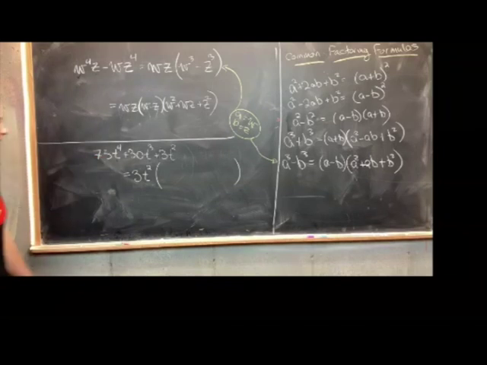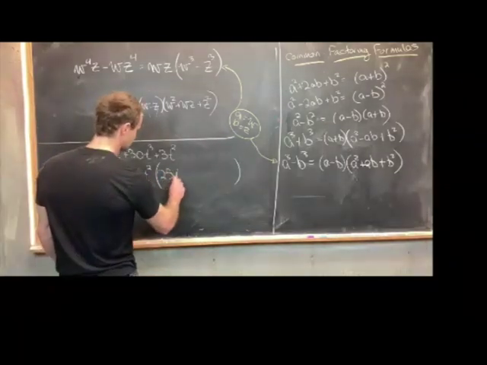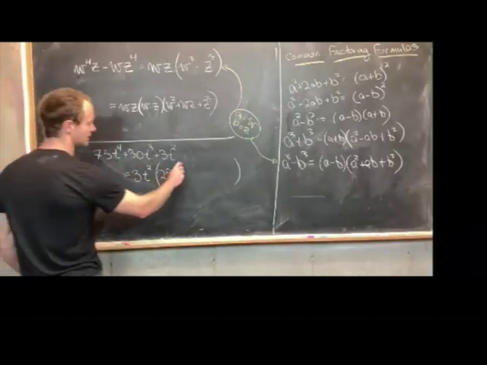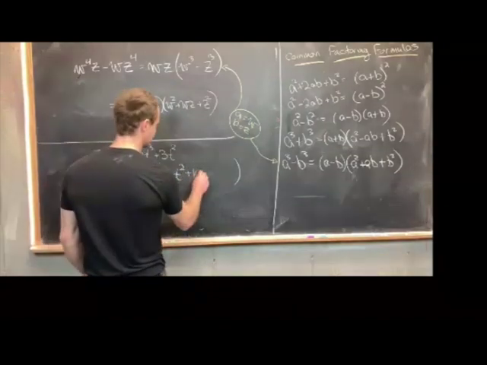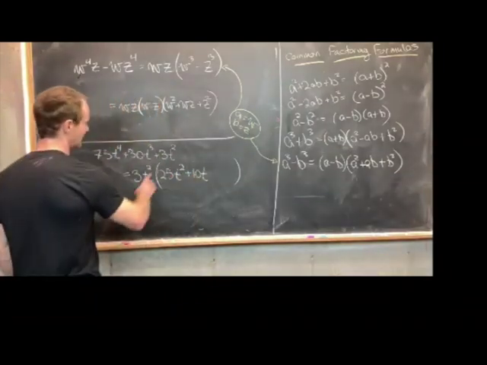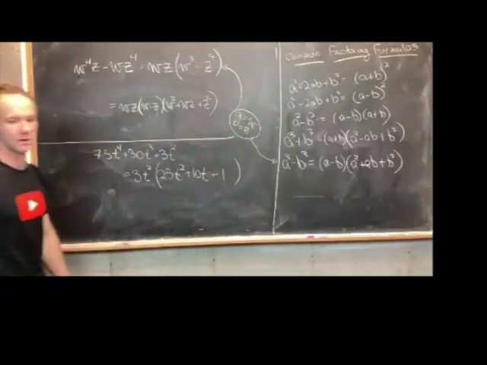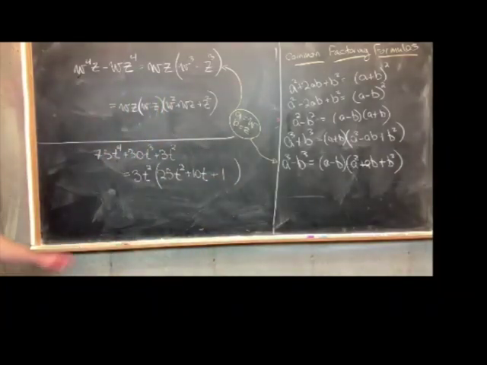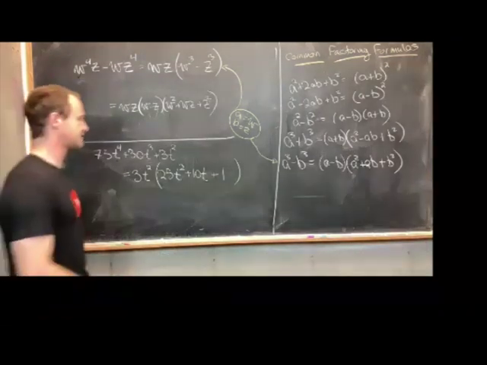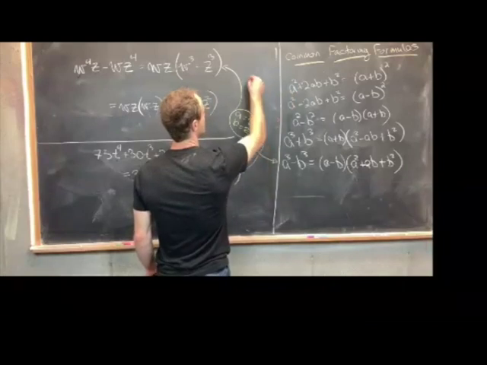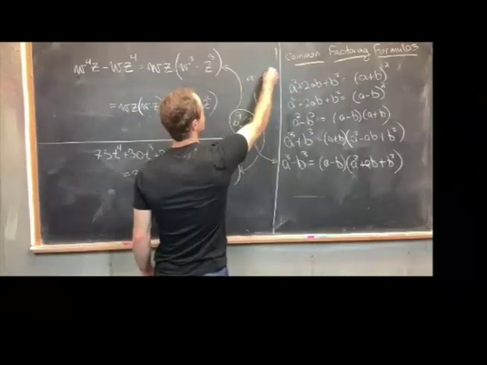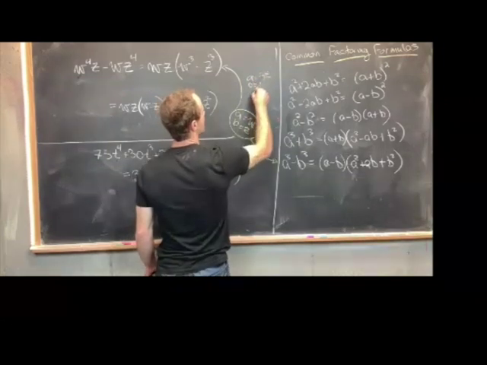So 75 divided by 3 is 25. And then t to the 4th divided by t squared is going to be t squared. 30 divided by 3 is 10, so that's going to be plus 10t. And then 3 divided by 3 is 1, so that's just going to be plus 1. Now we want to look over there and see if that fits any of our common factoring formulas. And it does. Notice that that is going to be equal to this one, where a is equal to 5t and b is equal to 1.